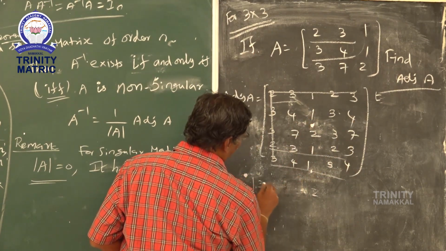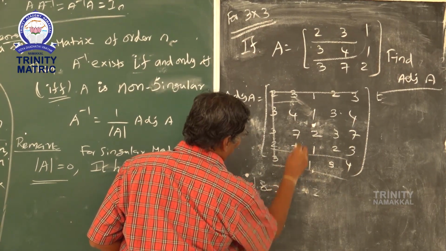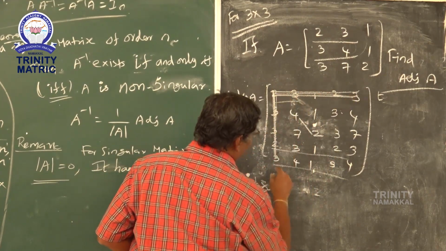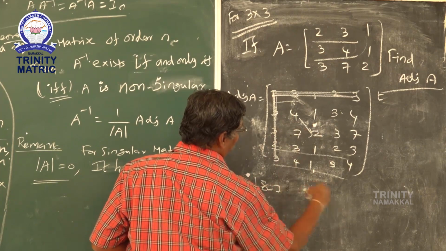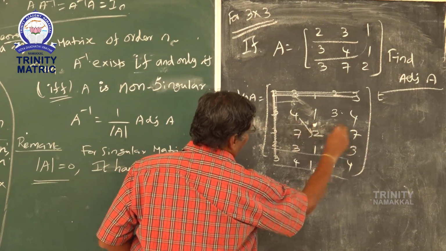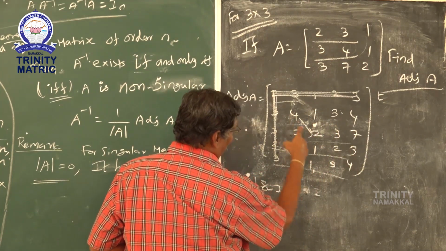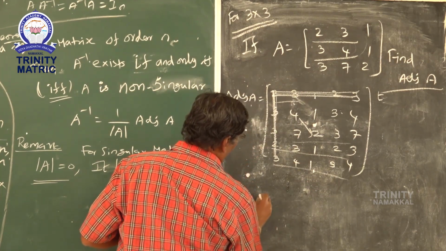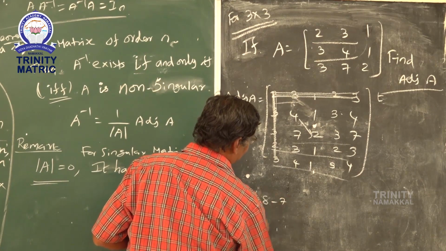Now you have to do it: 4 minus 2, 8 minus 7. You have to take this. You should forget these rows and columns. You have to consider these 4 elements only: 4 by 4. 4 2s are 8. 4 2s are 8 minus 7.